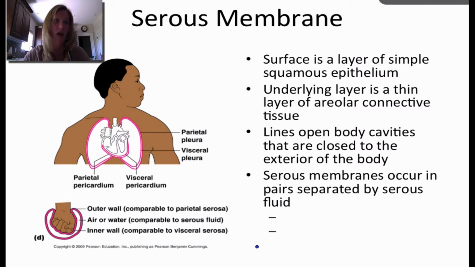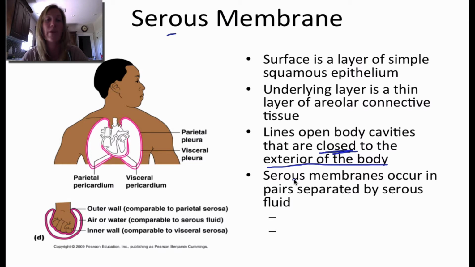Okay, so we're moving on to the serous membrane. This is where the surface is a layer of simple squamous epithelium. Then the underlying layer is a thin layer of areolar connective tissue. This lines open body cavities that are closed to the exterior of the body. So this is a big one in how it's different from the mucous membrane, so try not to mess that up. So the serous lines open body cavities that are closed to the exterior of the body, whereas mucous membranes are open to the exterior of the body.